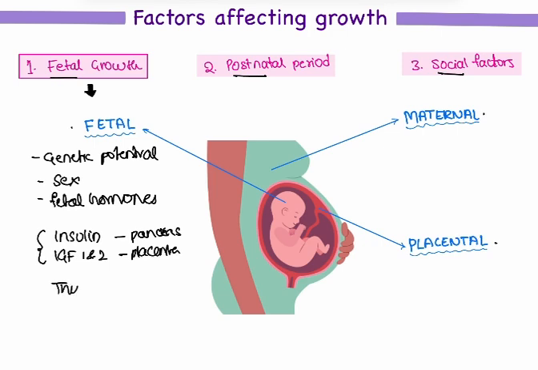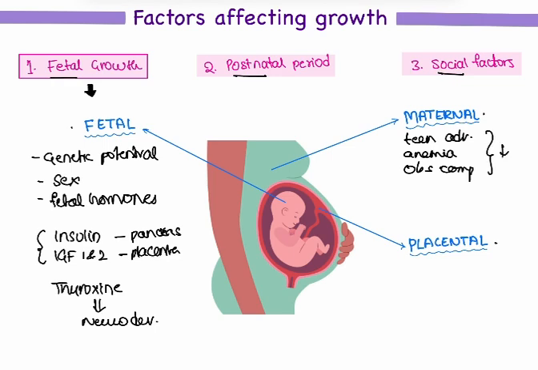Other hormones like thyroxine are necessary for neurodevelopment. The maternal factors like teenage pregnancy or advanced age, anemia, obstetric complications like eclampsia, preeclampsia, pregnancy-induced hypertension. These all result in growth restriction of the fetus.